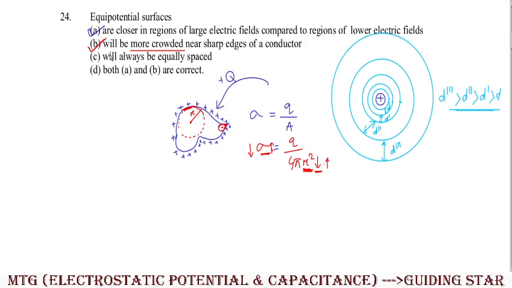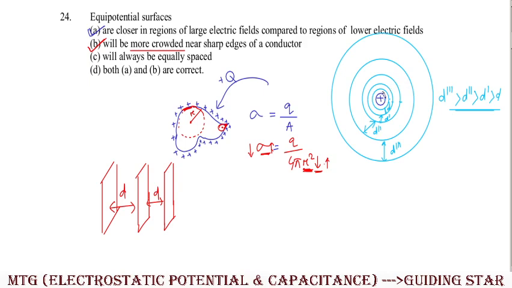Next option C, equipotential surfaces will always be equally spaced. यहाँ पे ये बोला जा रहा है कि जो equipotential surface होगा वो हमेशा equally spaced होगा. Equally spaced मतलब हर एक equipotential surface के बीच में जो distance है, that will remain constant. Clear? यहाँ पे बोला जा रहा है कि ये d होगा तो ये d होगा, और ये कब valid हो सकता है, जब आपका field वहाँ पे uniform हो.